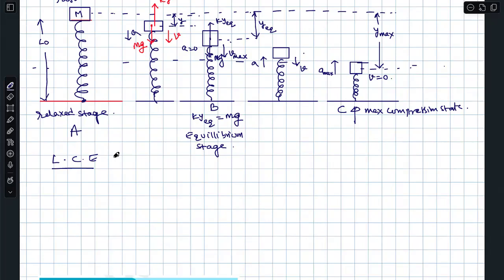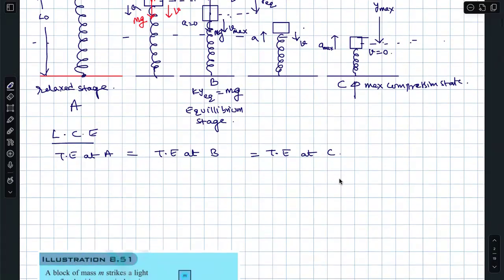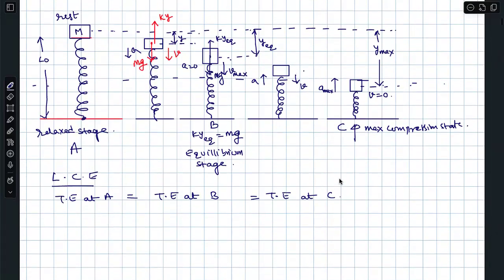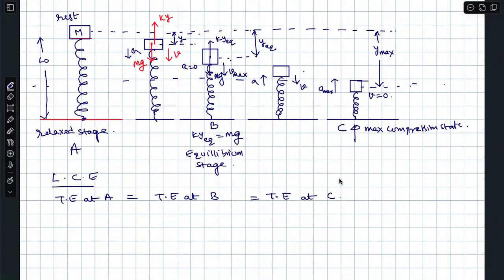Actually, when I am speaking about the law of conservation of energy in this context, I am speaking strictly about the law of conservation of mechanical energy. Now, therefore, total energy at A is the same as total energy at B is the same as total energy at C. You got the point? Now, what is the total energy?